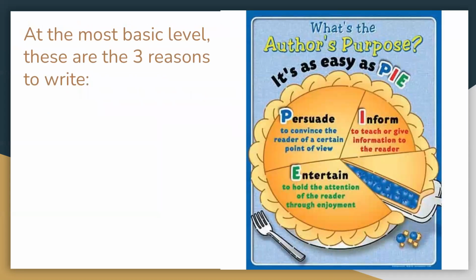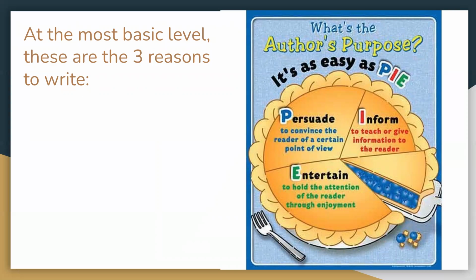At the most basic level, there are 3 reasons to write. You write to persuade, to inform, and to entertain. When you are writing to persuade, you are writing to convince the reader of a certain point of view. So you are trying to convince the reader to think the way that you think by persuading them. When you are writing to inform, you teach or give the information to the reader. When you are writing to entertain, you try to hold the reader's attention through enjoyment.